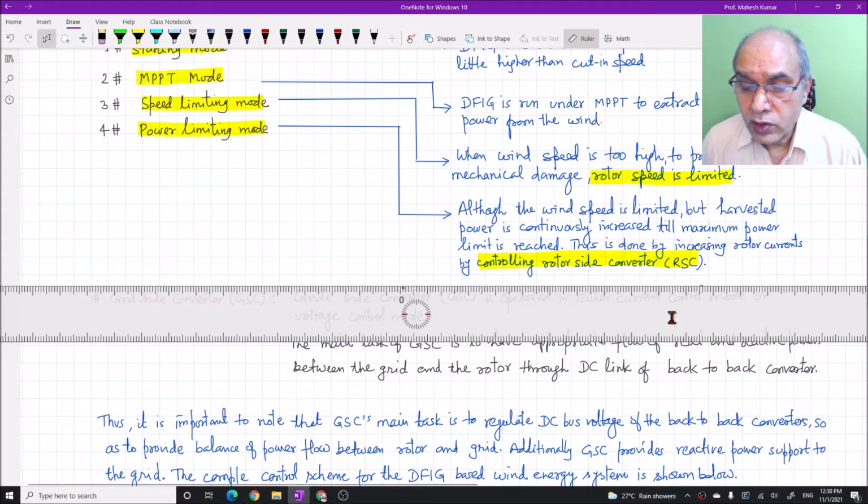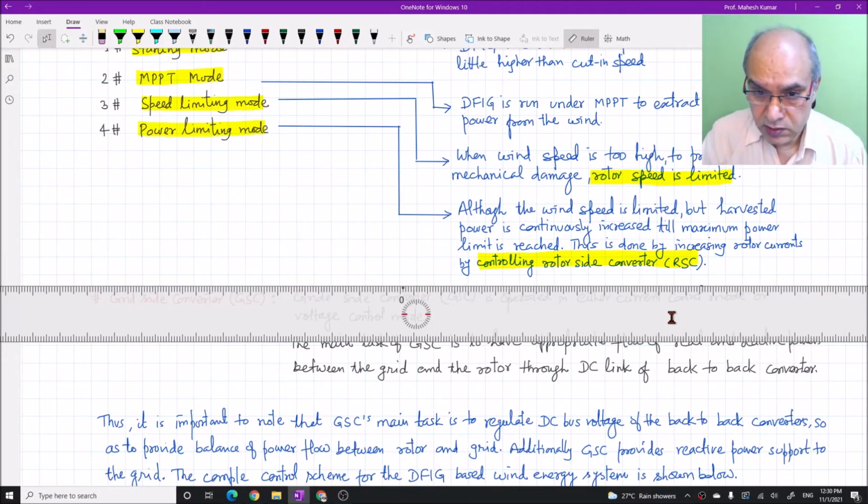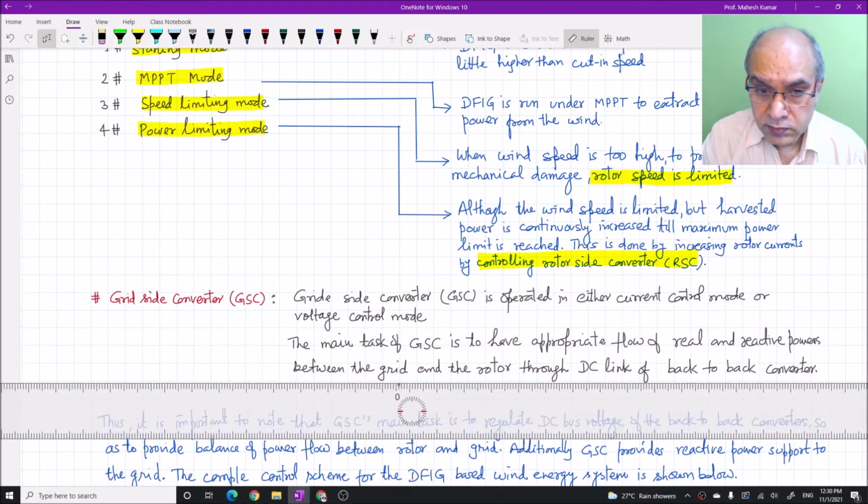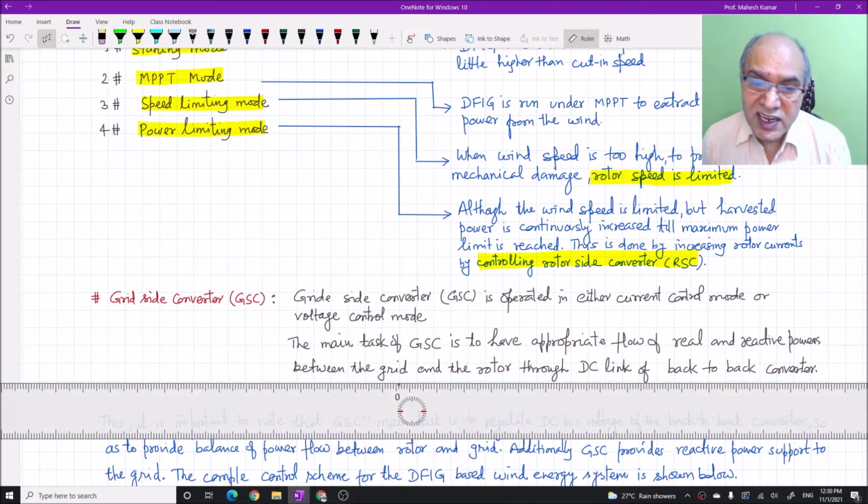And as you know, this whole operation is achieved with the help of two converters. There are two converters, the grid side converter and the rotor side converter. I explained in the beginning when I was discussing the operation of the DFIG. I have shown the block diagram where you have two converters. I will again explain them.